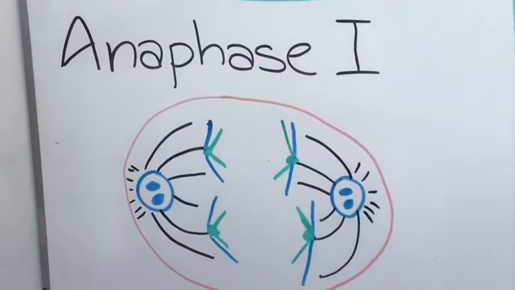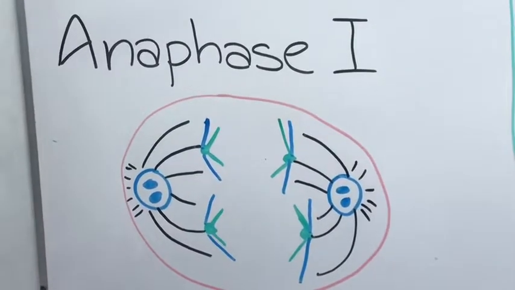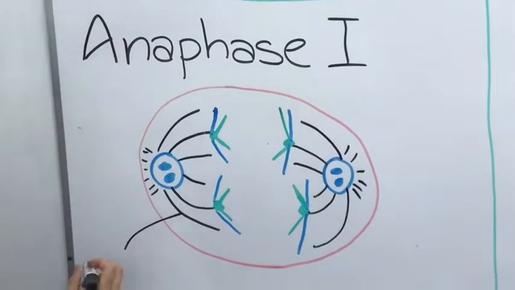During anaphase 1, spindle microtubules shorten, pulling homologous chromosomes apart toward opposite poles.